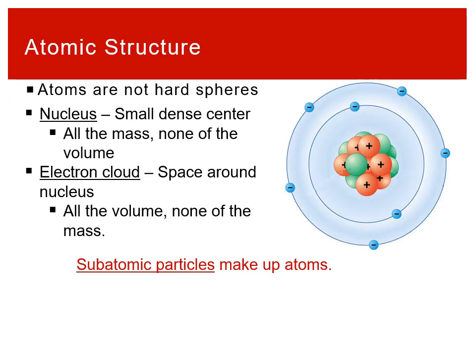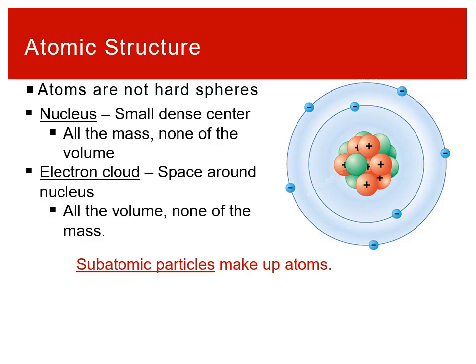So atoms have structure. A lot of times we've seen some descriptions so far where they just kind of look like circles or spheres. And the thing is, they are not just hard spheres. We kind of have this image of them like ball pit balls, just hard plastic balls. That's not quite it. Instead, they have regions. There are 2 primary regions of an atom. You have the nucleus, which is the small dense center, and the electron cloud, which is all the space around the nucleus. So there are 2 main volumes.